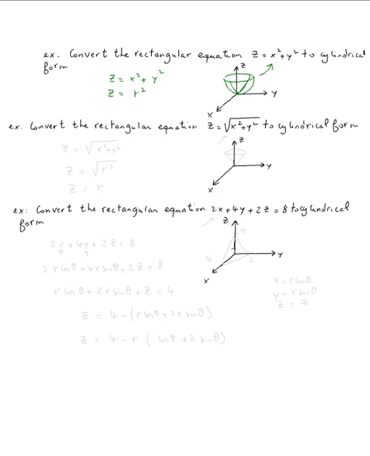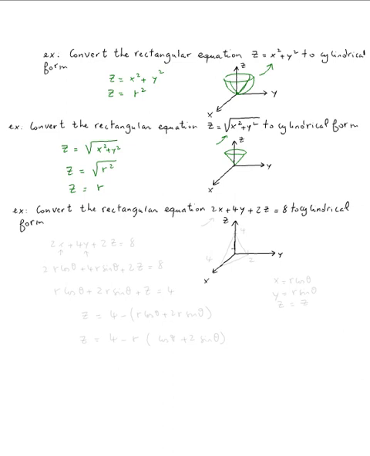That's it, that's easy. Alright, next one: convert the rectangular equation z equals the square root of x squared plus y squared. So that's a cone. I know x squared plus y squared is equal to r squared, which means z is equal to r. Remember, r is positive, it's not minus or plus r. We take r positive when we do cylindrical.